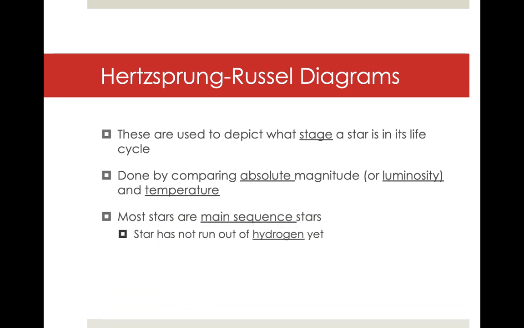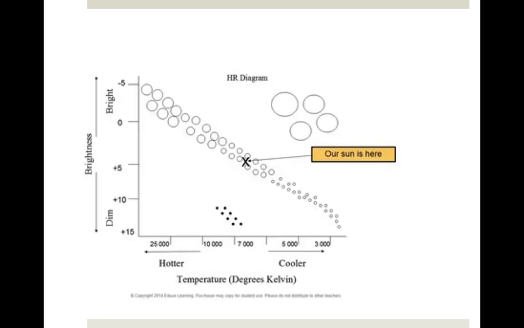Now, what you're going to see here is that most stars are main sequence stars. What it means for a star to be main sequence is that it has not run out of hydrogen yet. Once it runs out of hydrogen, the star is officially in old age, but until then, it is not.